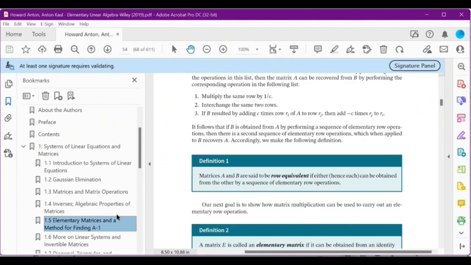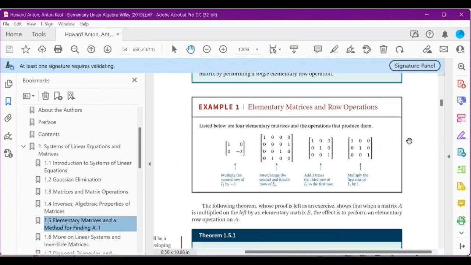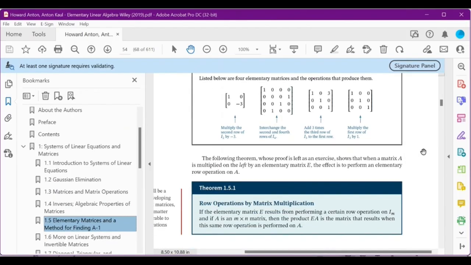We were looking at 1.5 elementary matrices. So please remember what your elementary matrices were. Anybody want to yell it out really quickly? It's just like an identity matrix that has one change. Yep, an identity matrix where only one elementary row operation has happened to change it into that elementary matrix, I should say, singular.